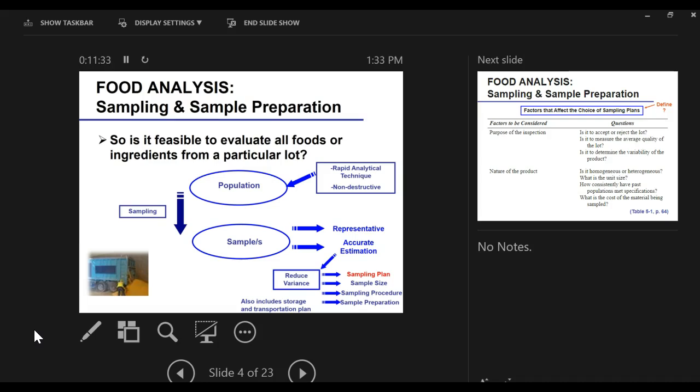Transportation plan: if you pulled out samples, but your analytical lab is 30 miles from the plant, because you might have your R&D or analytical lab at a different location. So how am I going to transport the sample? What containers am I going to put it in? Maybe I need a refrigerated truck to take my samples, especially if I'm looking at micro, for instance. So storage and transportation is part of your sampling plan.